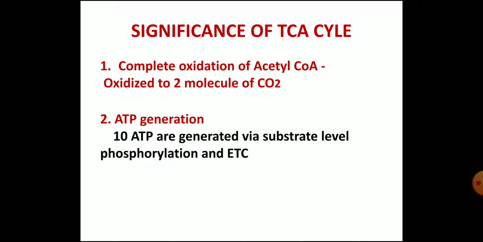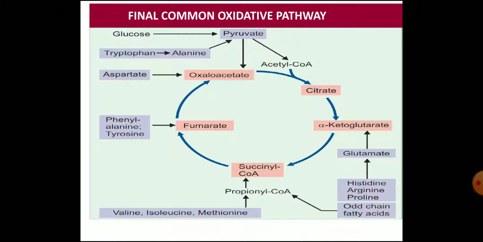First, that is complete oxidation that we have studied, oxidized to 2 molecules of carbon dioxide. Then ATP generation, of course, 10 ATPs are generated both via the substrate level plus the electron transport chain. That is 1 ATP alone from the substrate level phosphorylation. The other 9 ATPs are through the ETC from the reduced coenzymes like NADH plus H and FADH2. Okay. So it is the final common oxidative pathway.